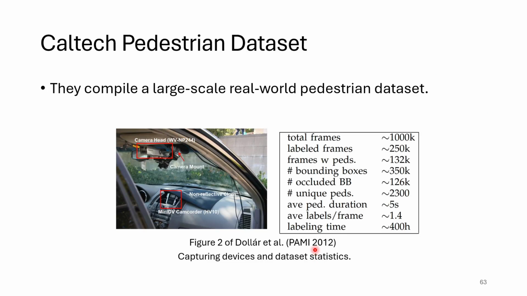If they want to answer the questions, they need to first compile a very large data set so that all existing algorithms can be fairly compared on the same data set. So they created the Caltech Pedestrian data set. There are more than 1 million frames. How do they create it? They use a camera in a car to capture the pedestrians.